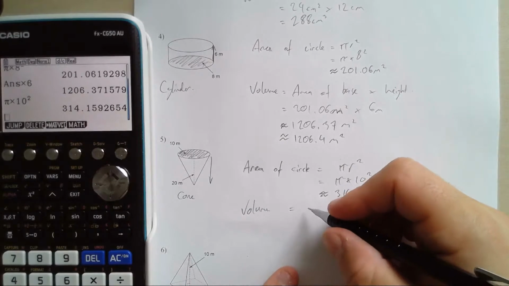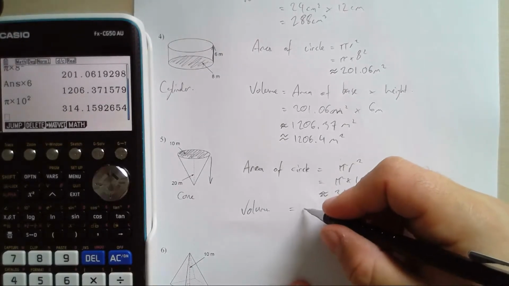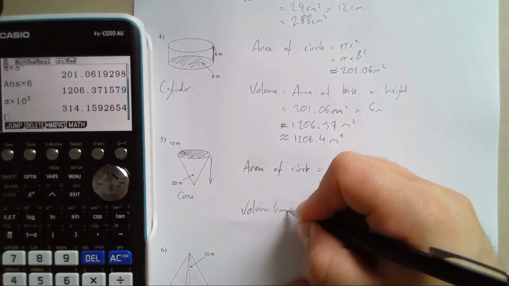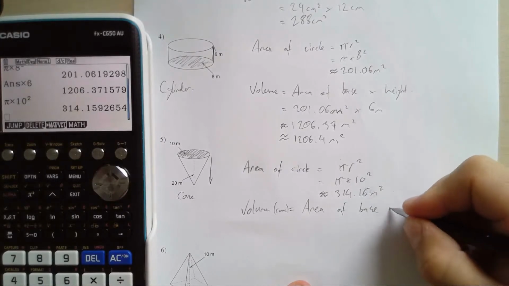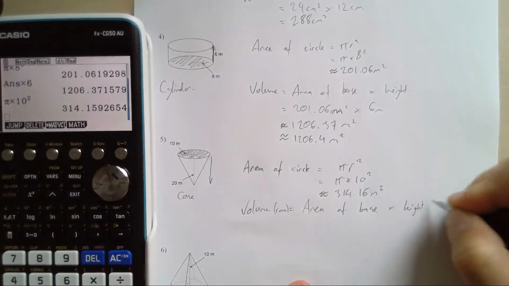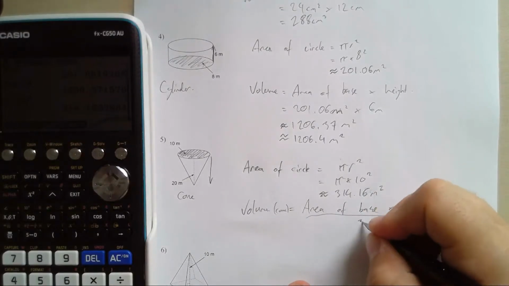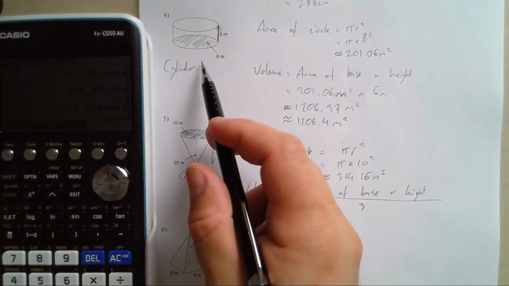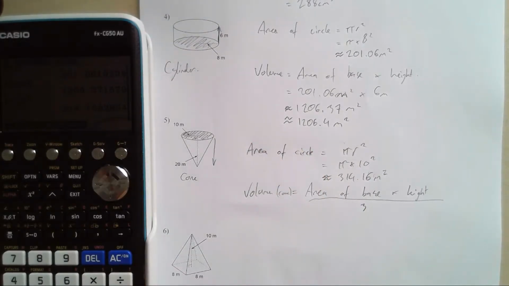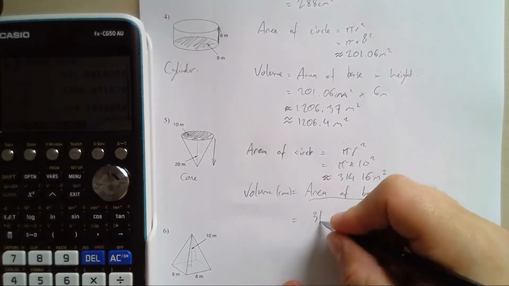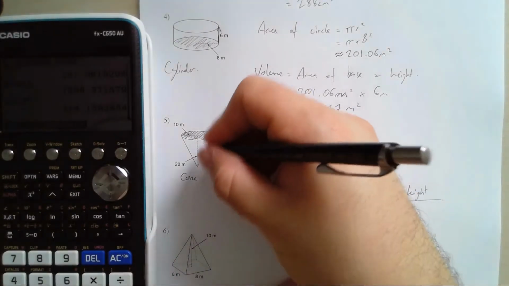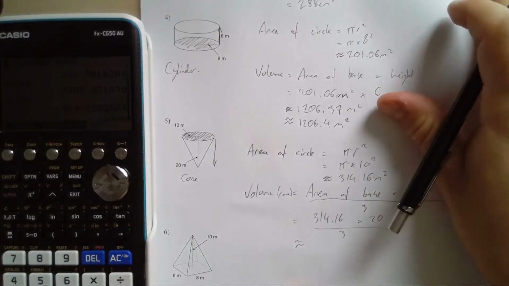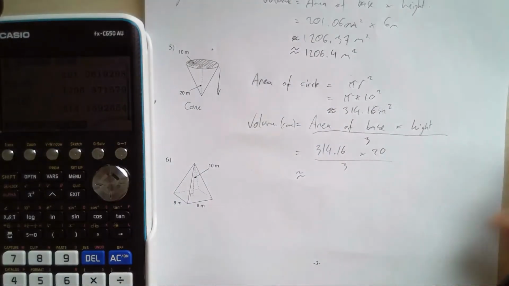And then the volume of a cone, being different, is area of base times by height, and we have to divide the whole thing by 3. Because the volume of that cone is a third of what the cylinder around it would be.